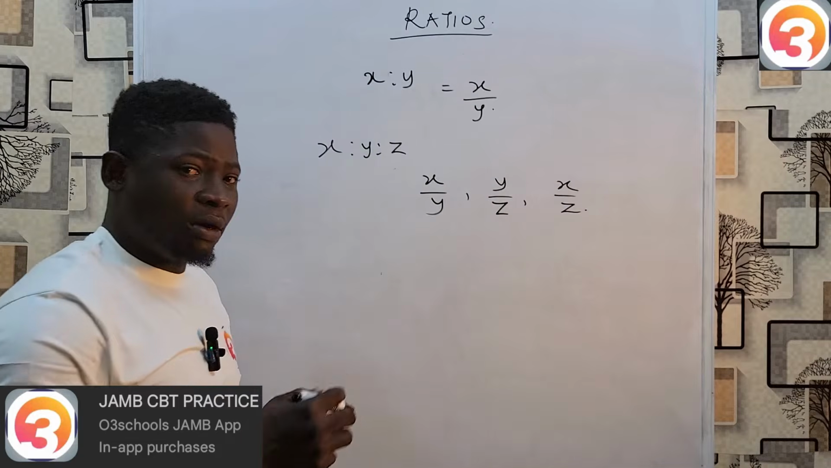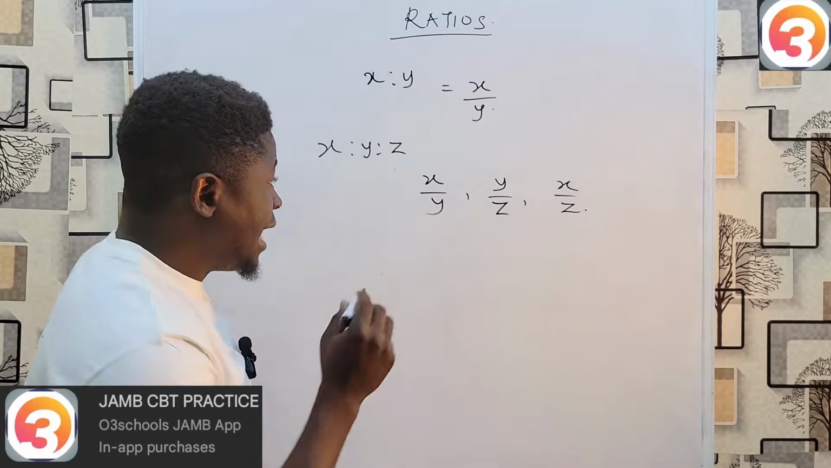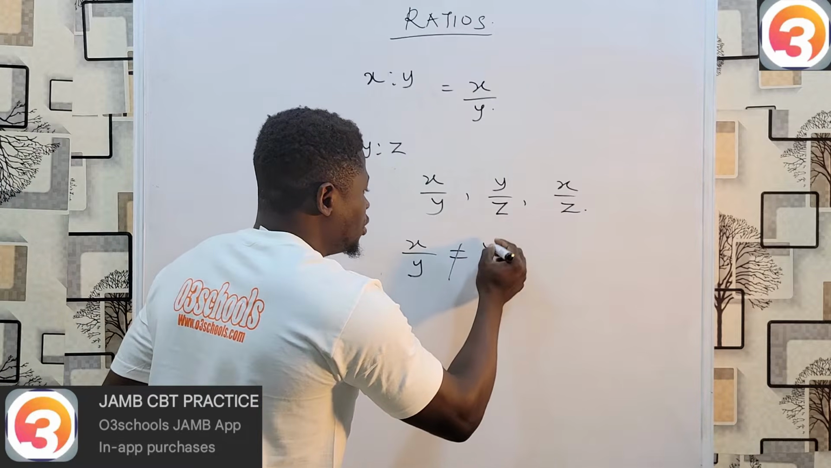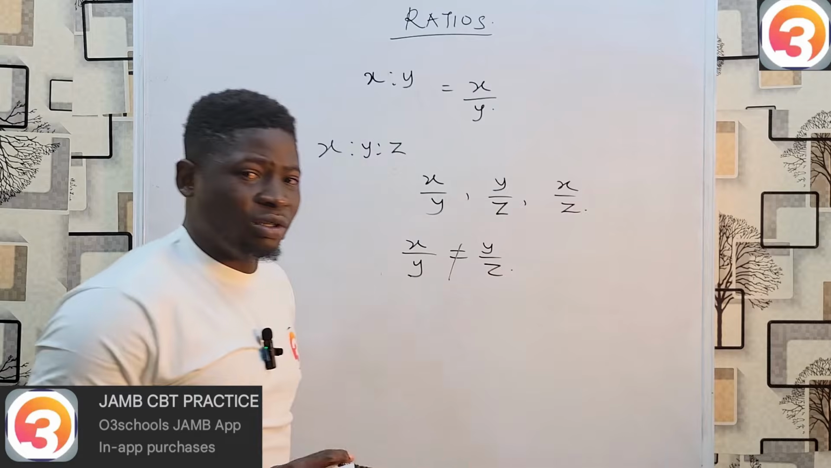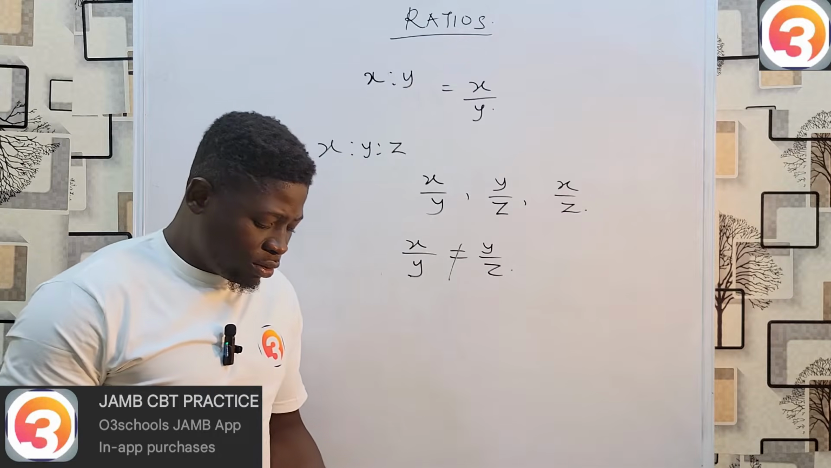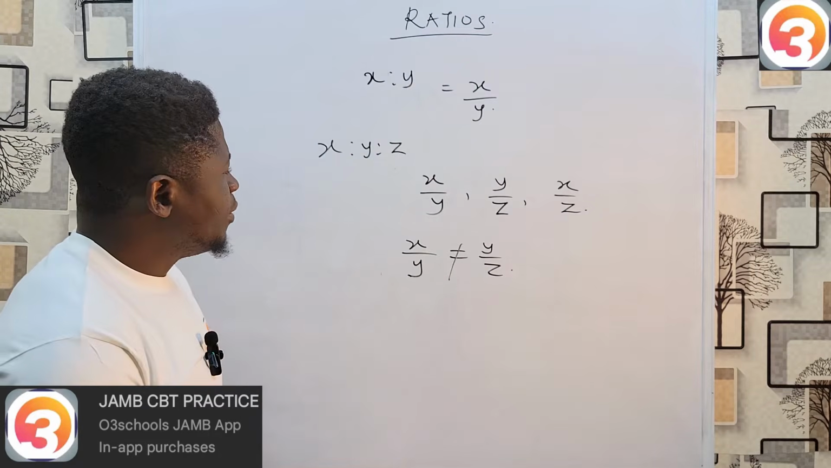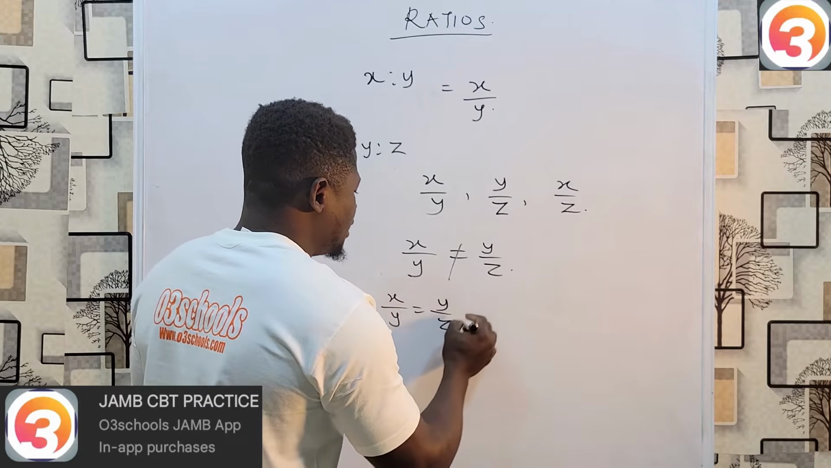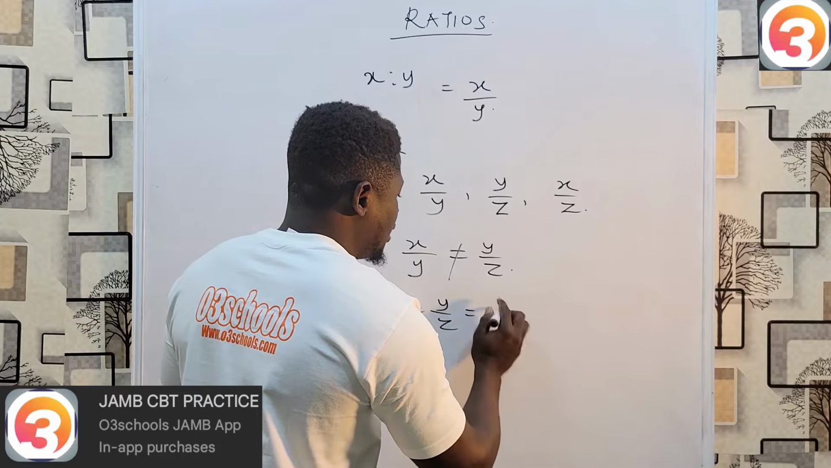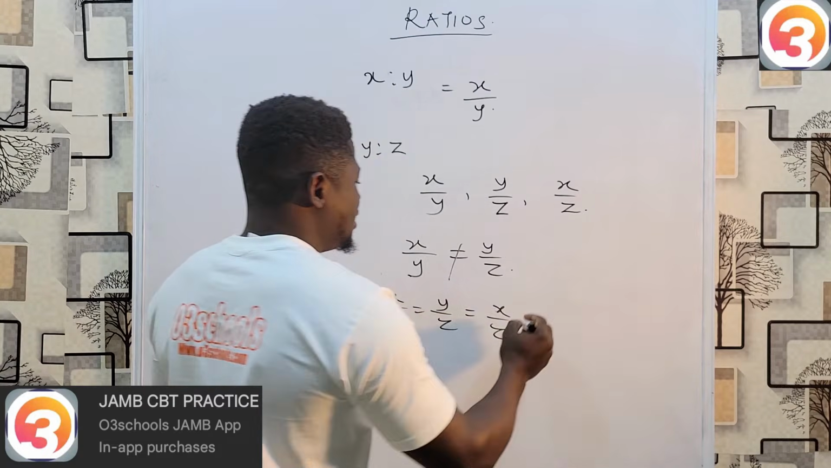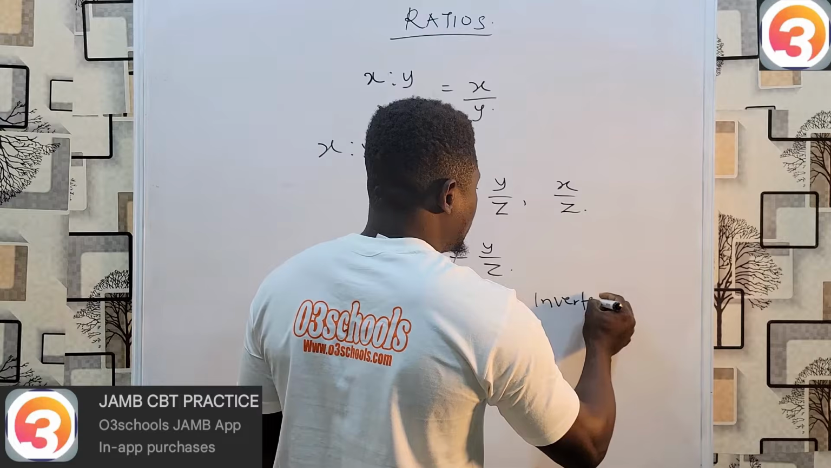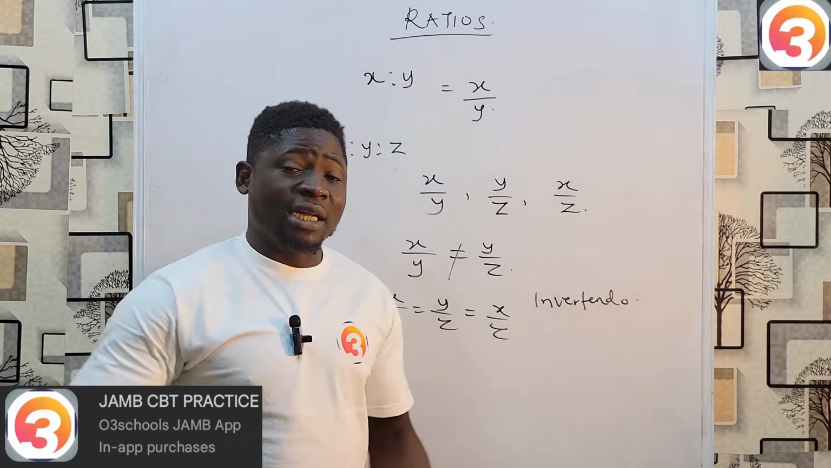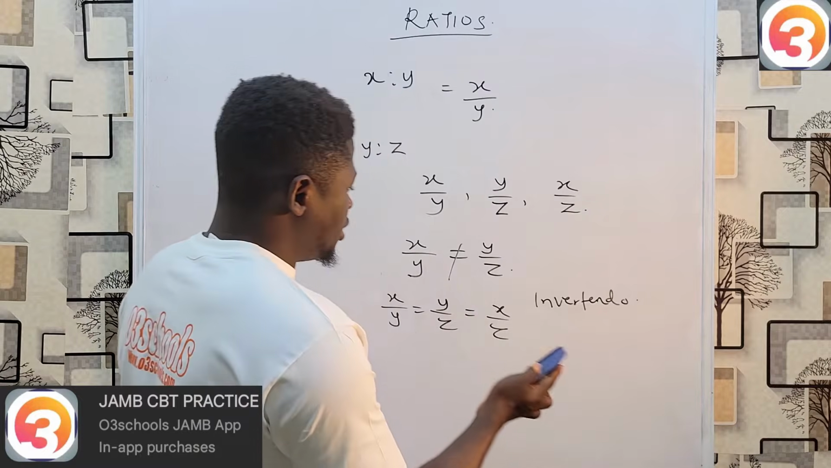So this is how you compare three quantities. Know that x ratio y is not equal to y ratio z. They are not equal in any way, so you must take note of that. But a property where x ratio y is equal to y ratio z is equal to x over z is called invertendo. The invertendo property is beyond the scope of this class because we are not actually considering it at all, but it's possible anyway.